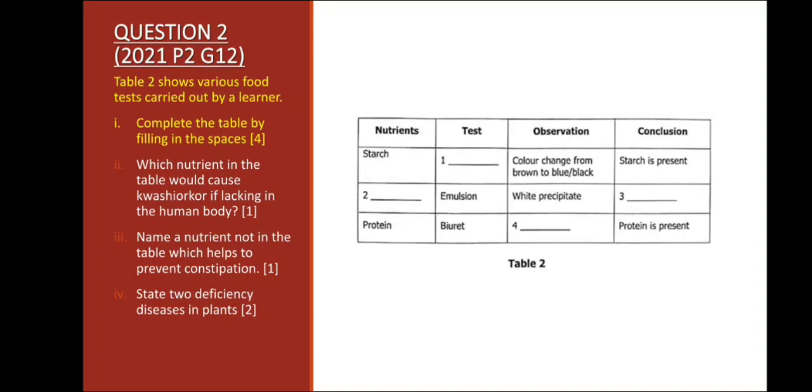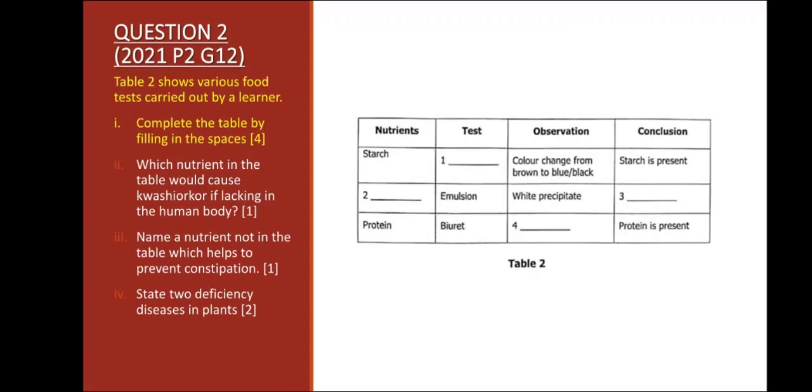When you're testing for starch, what is the name of the test? Well, the name of the test is the iodine test. So where there's 1, you just put iodine, okay? Iodine, that's the answer, because the name of the test when you're testing for starch is the iodine test. They actually call it the iodine test for starch. So at 1, we put iodine, okay?